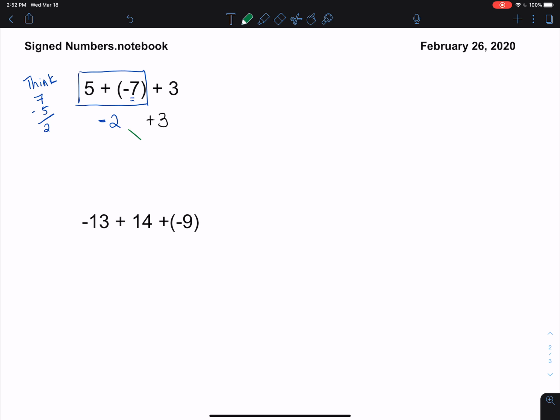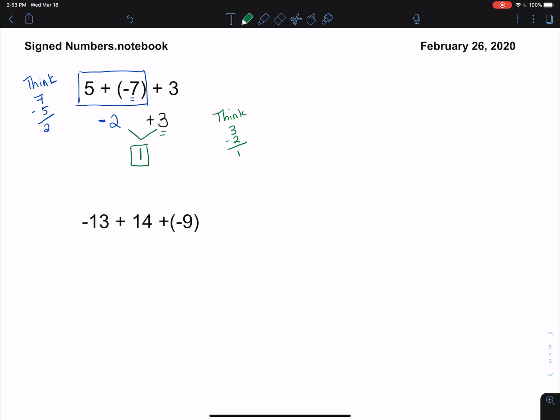So now I need to do -2 plus 3. They also are different signs, so I need to subtract the number parts. So I do 3 minus 2, that gives me 1. So the number part of my answer is going to be 1. In this case, 3 is bigger than 2 when I just worry about the absolute values, and 3 is positive, so my answer is going to be positive. So this 1 is my final answer.